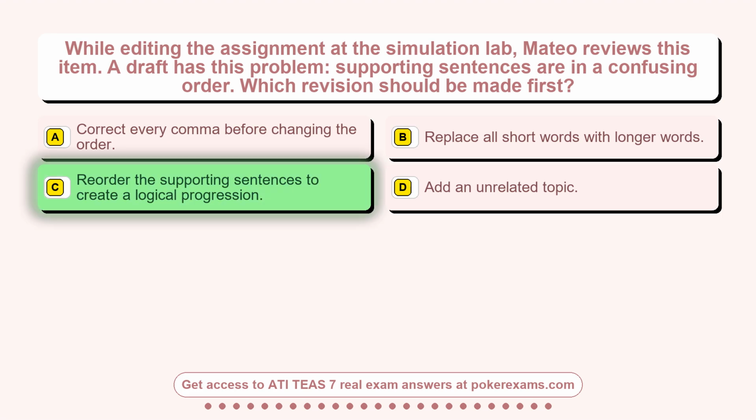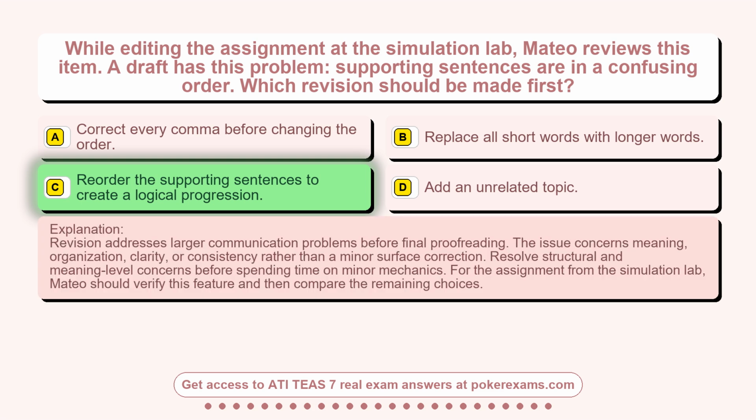Reorder the supporting sentences to create a logical progression. Revision addresses larger communication problems before final proofreading. The issue concerns meaning, organization, clarity, or consistency rather than a minor surface correction. Resolve structural and meaning-level concerns before spending time on minor mechanics. For the assignment from the simulation lab, Mateo should verify this feature and then compare the remaining choices.